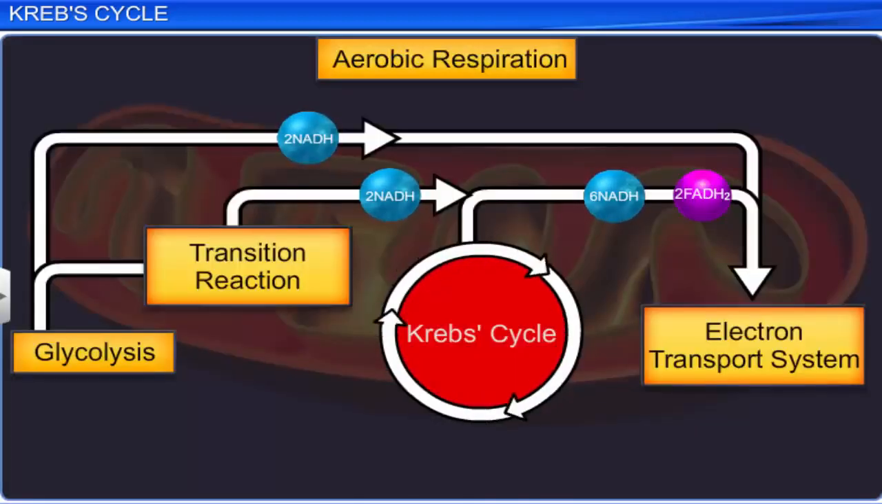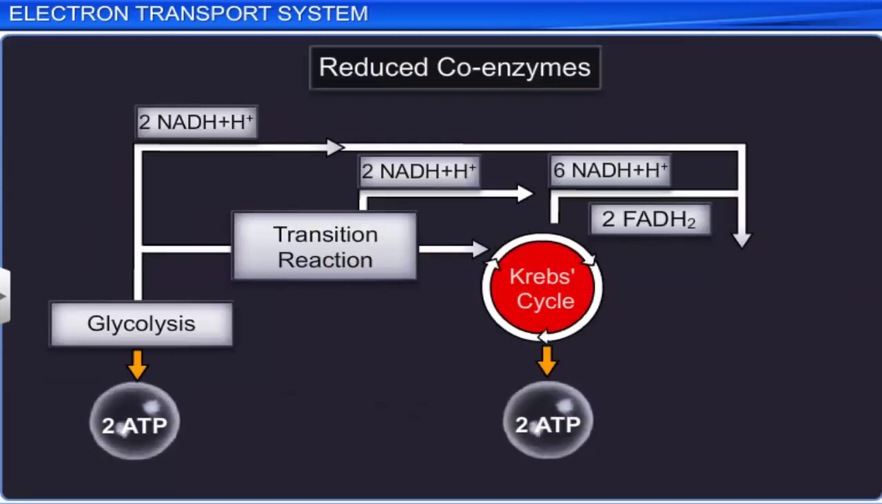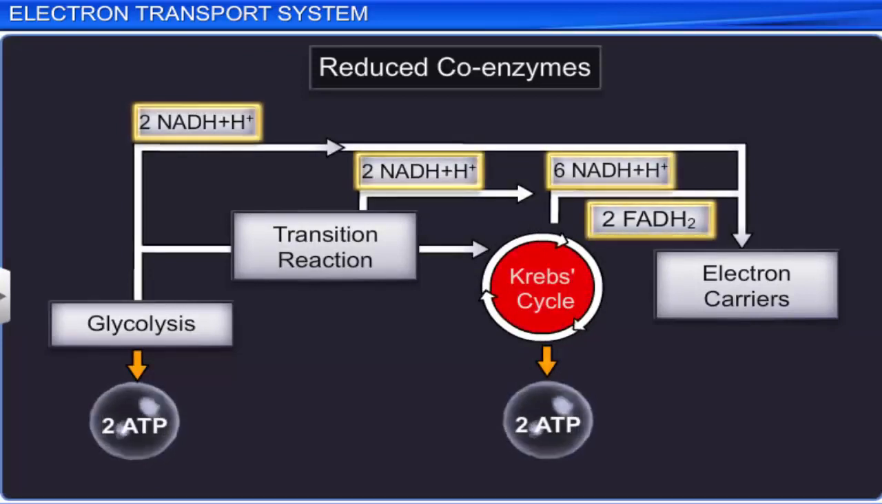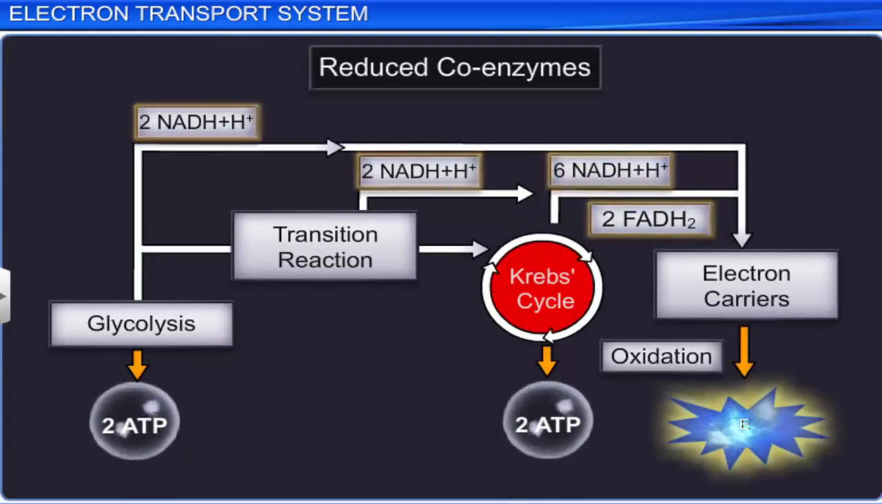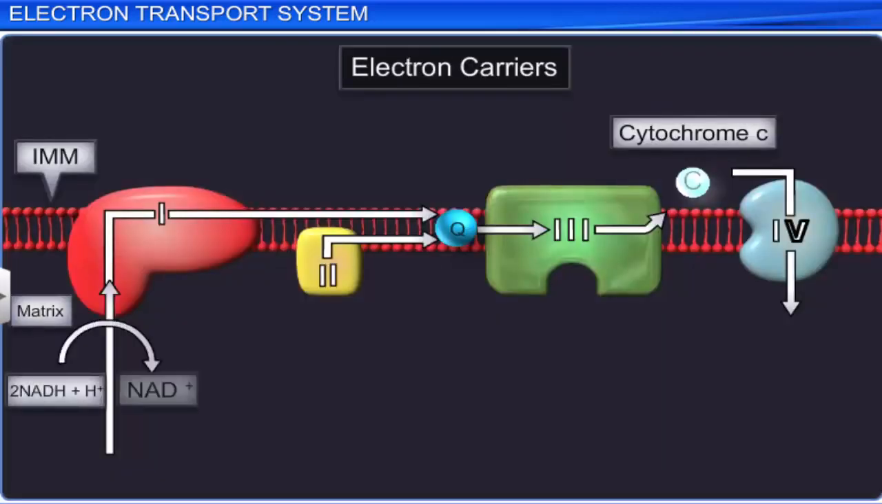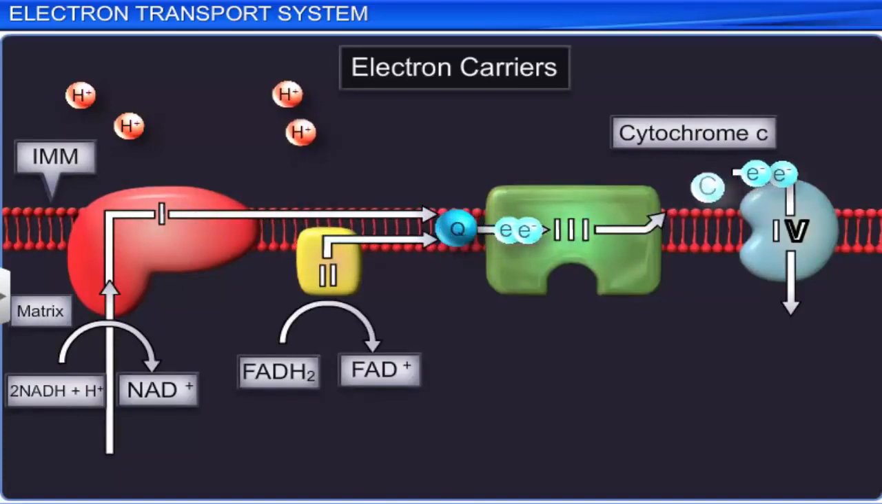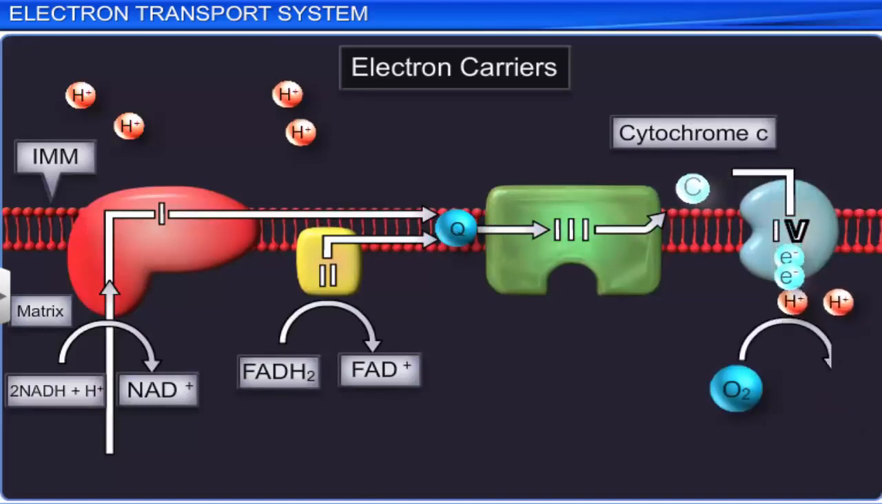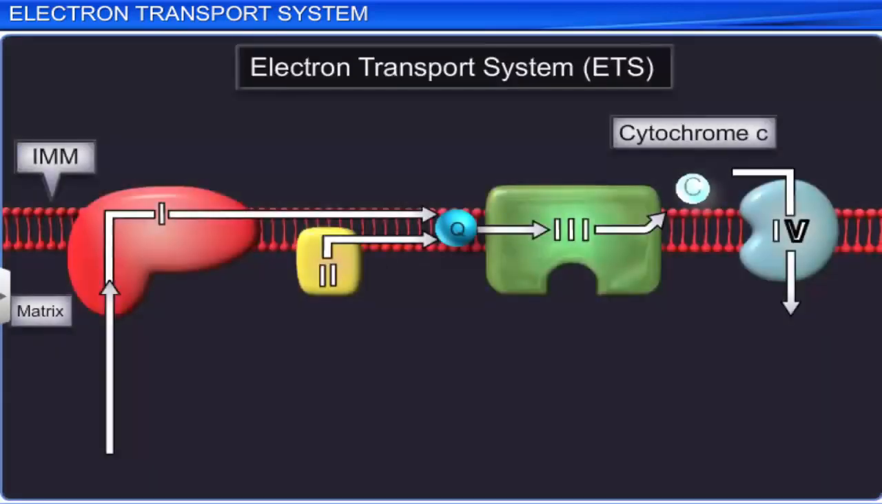Further generation of energy as part of aerobic respiration takes place in the electron transport system or ETS. As you know, glycolysis and the Krebs cycle together result in the formation of reduced coenzymes such as 10 molecules of NADH plus H plus ions and 2 molecules of FADH2, and 4 molecules of ATP. These reduced coenzymes need to be oxidized to release and utilize the energy stored in them. This is made possible by the transport of protons and electrons from these coenzymes to oxygen through electron carriers present in the inner mitochondrial membrane. This metabolic pathway of electron transport is called the electron transport system or ETS.